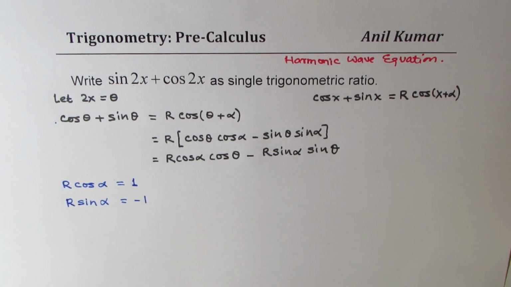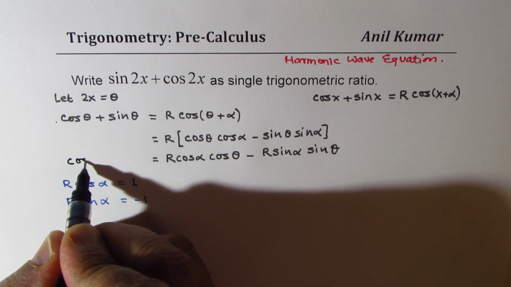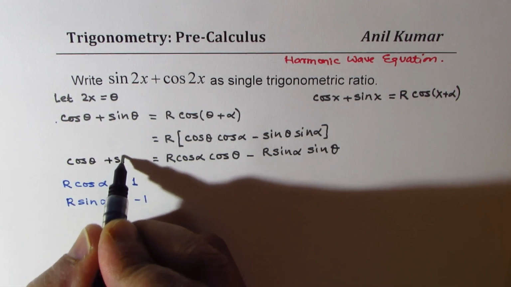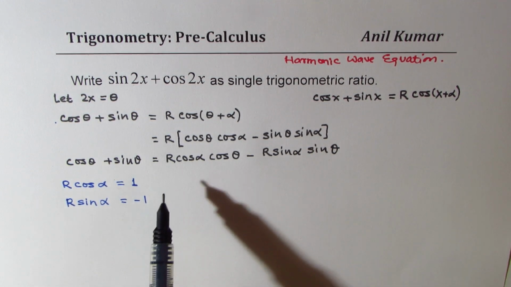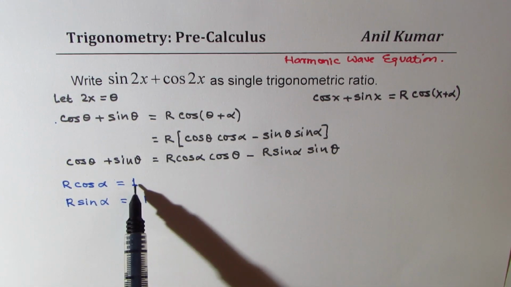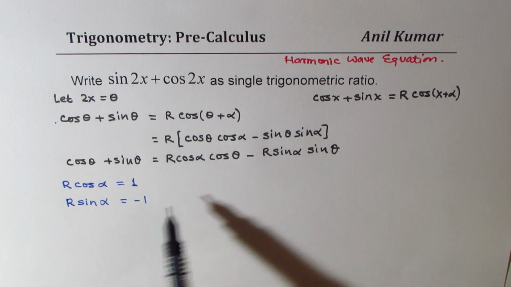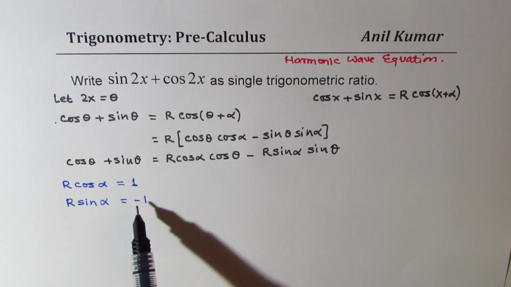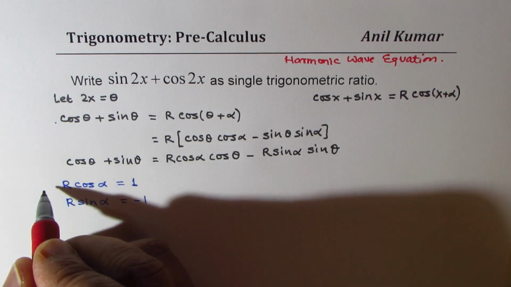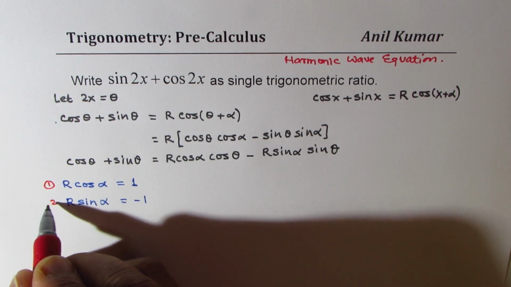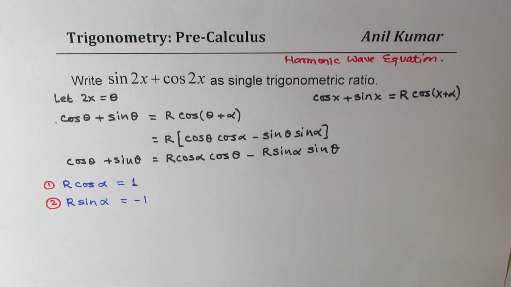On the left side, we have cos theta plus sin theta, correct? Now these two have to be equal. In that case, r cos alpha should be 1 and minus r sin alpha should be 1, or r sin alpha equals minus 1, correct? So we get these two equations by comparing the left side with the right side. Now from these two equations, we can find r and also alpha.